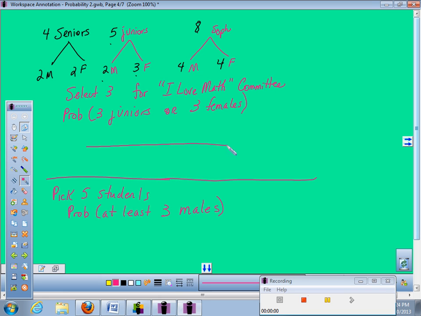We could do that one, but I'm going to do this one first. Okay, so how do I get my 3 juniors? 5. There are 5 juniors to pick from, and I need 3, because this is going to find out how many groups of 3 juniors can I pick. This is just telling me how many different groups of 3 are there. Or is going to be what?